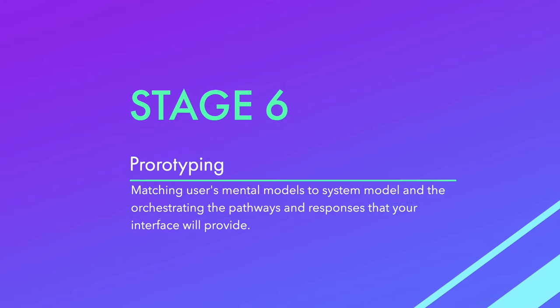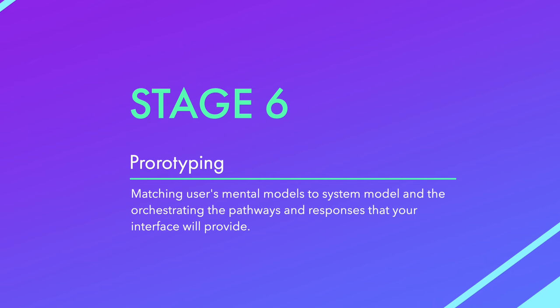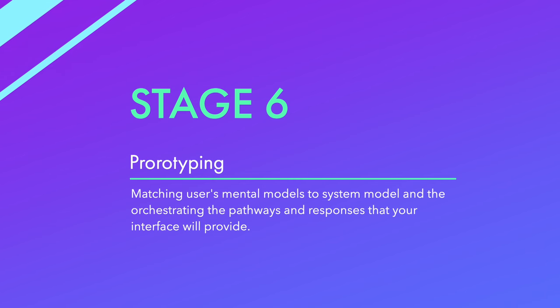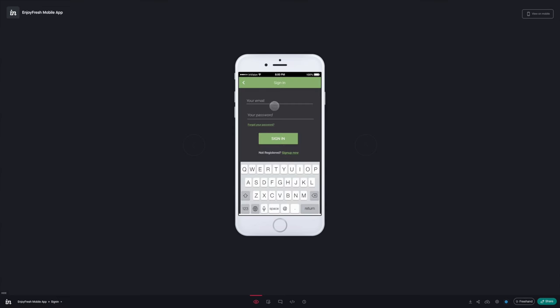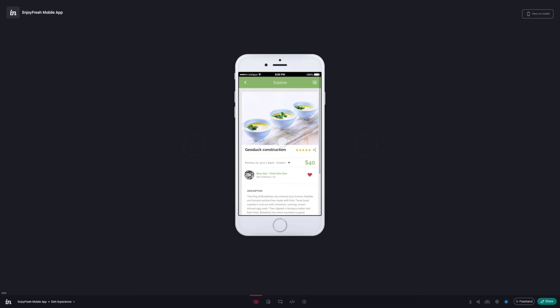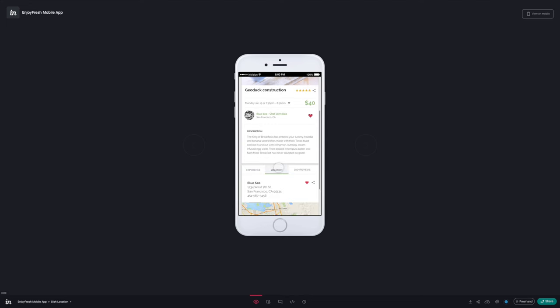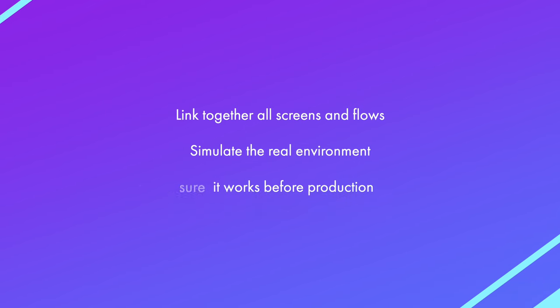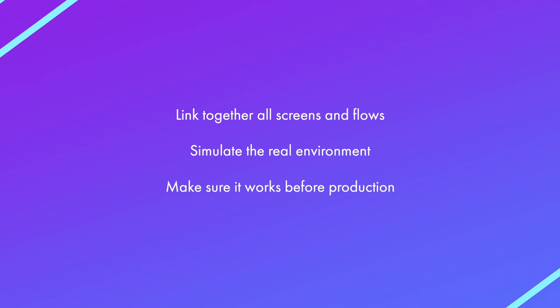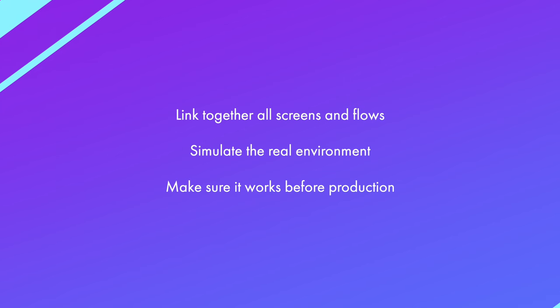Stage 6, prototyping. This ties everything together and shows exactly how the app is expected to look and behave. What's on it? All of the important screens in high fidelity. This should show target points to mimic what it will be like when the user interacts with the real thing. The purpose is to link together all of the screens and flows in a simulated environment. It's to ensure that everything looks, works well, and flows as intended before it goes to production.